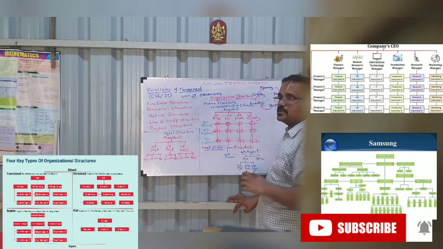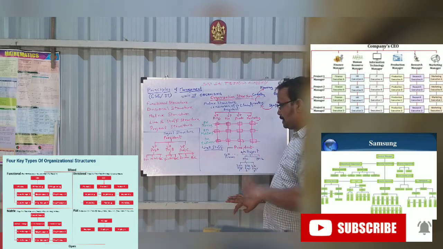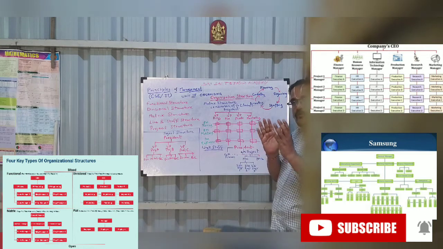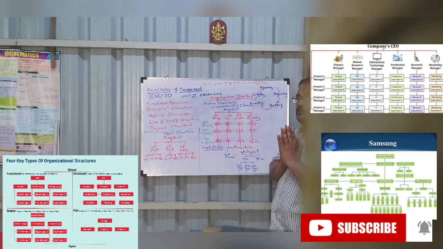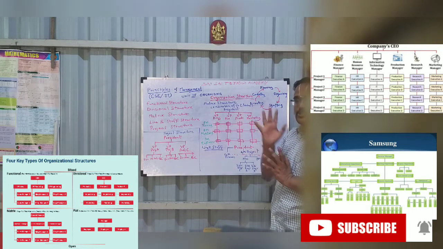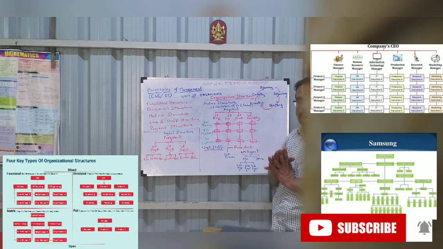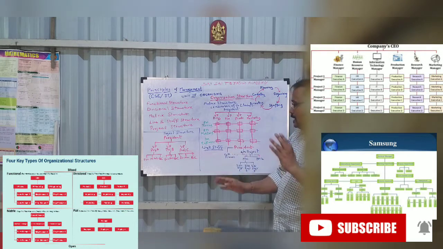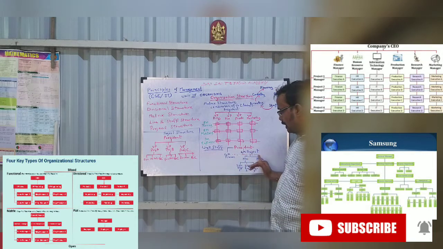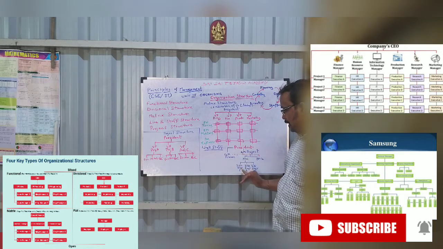Next one, line and staff structure. Line and staff structure means, as I told you, see what is the main function of the company, the main business of the company, manufacturing company, construction company, what is the main thing? Advertisement, what it does. So that is line. So those who are responsible for the main work are line. This is line. I have indicated in blue.